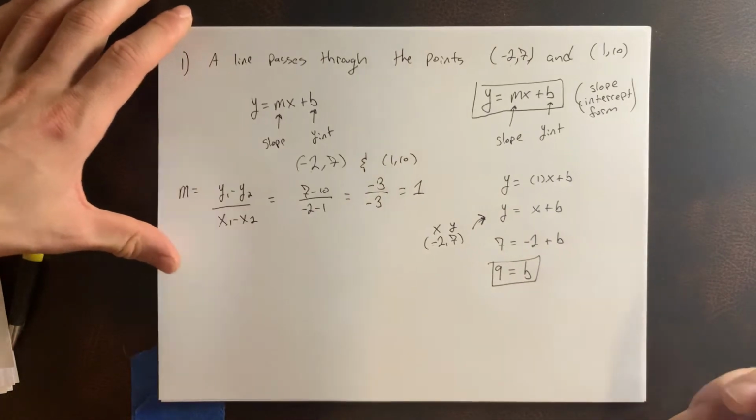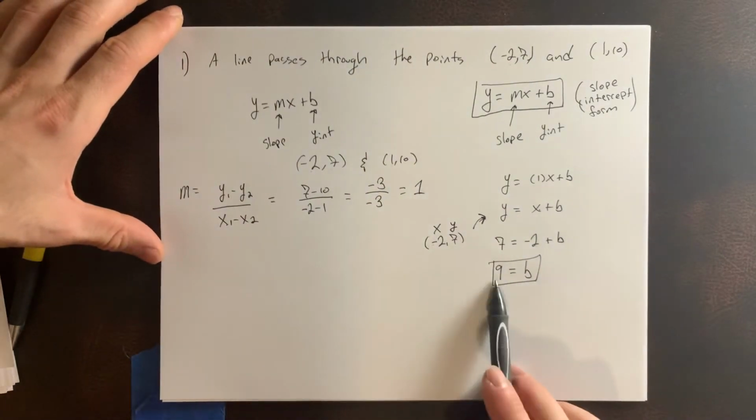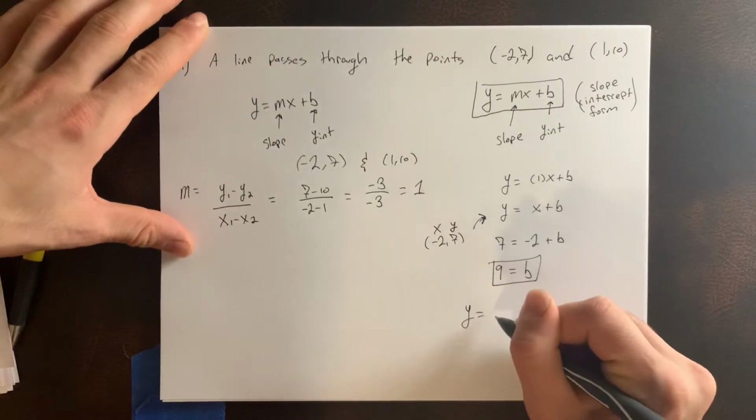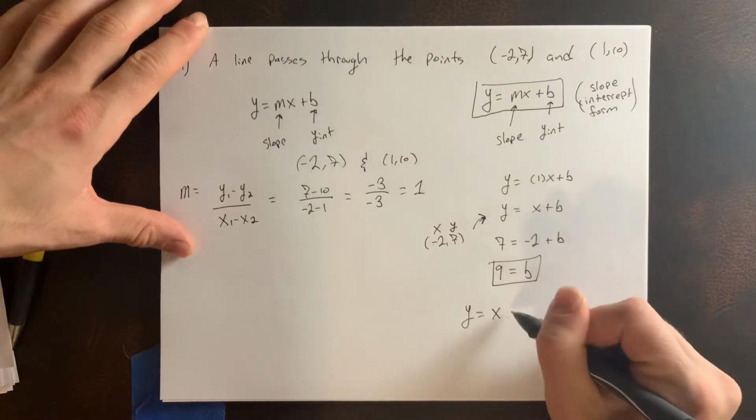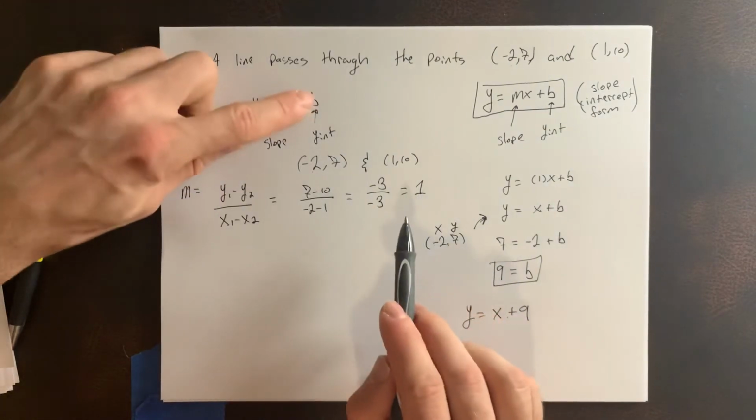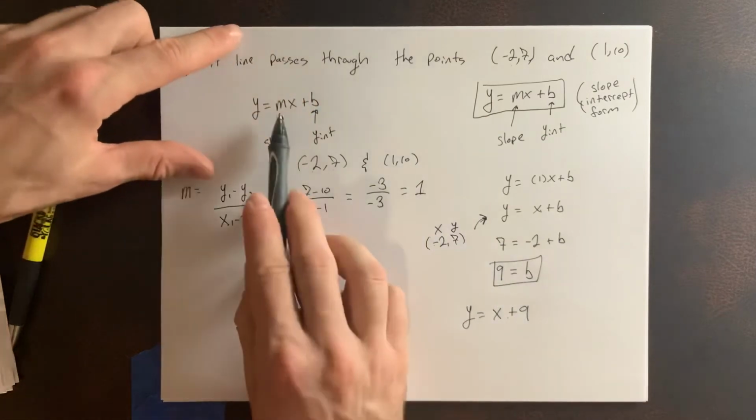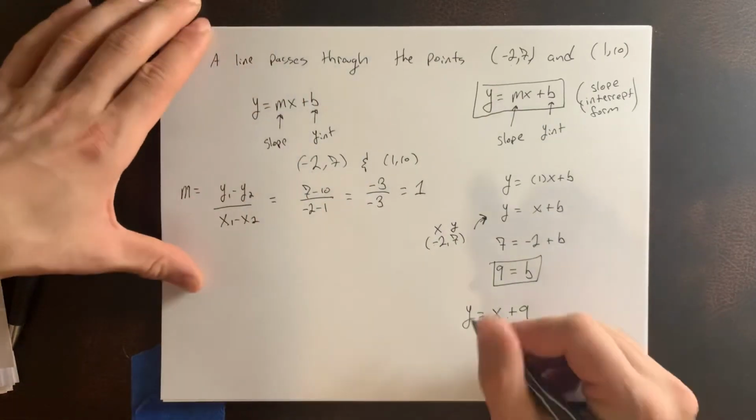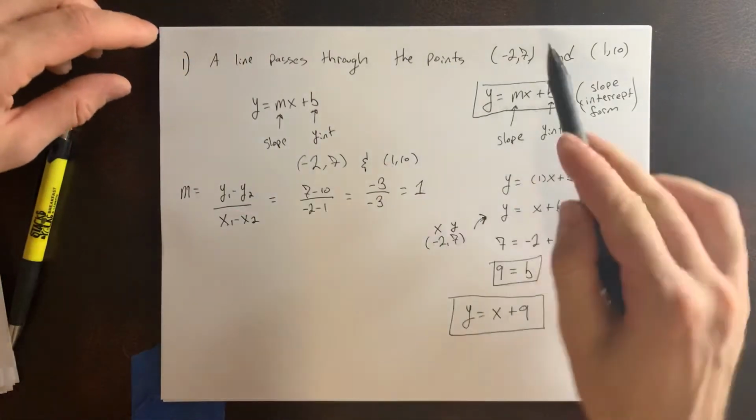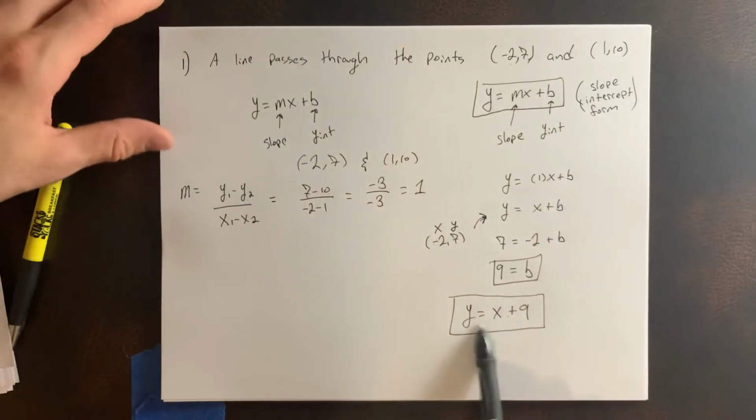So now we have everything we need. We know that our m was 1 and our b is 9, so we're just going to plug everything back in. So we're going to get y is equal to 1 times x plus 9. So here, this m is 1, we found that a second ago, and the b is 9. So we're going to plug a 1 right here and then a 9 right here. And so this would be the answer. If we have a line that passes through these 2 points, the equation of that line is going to be this right here.